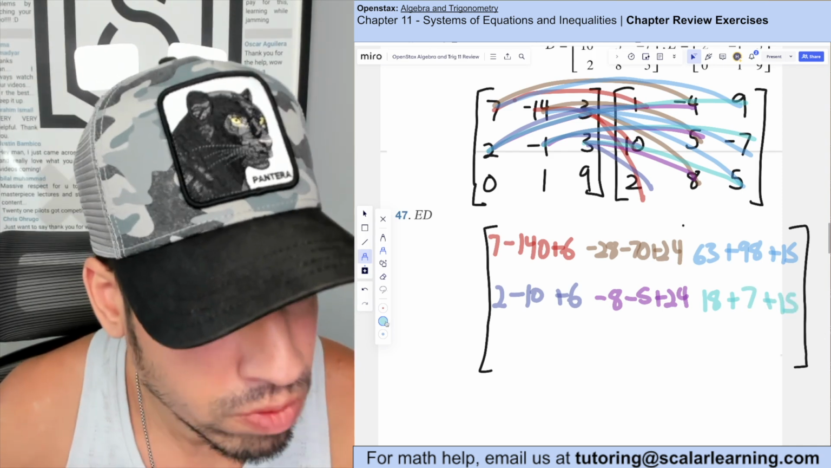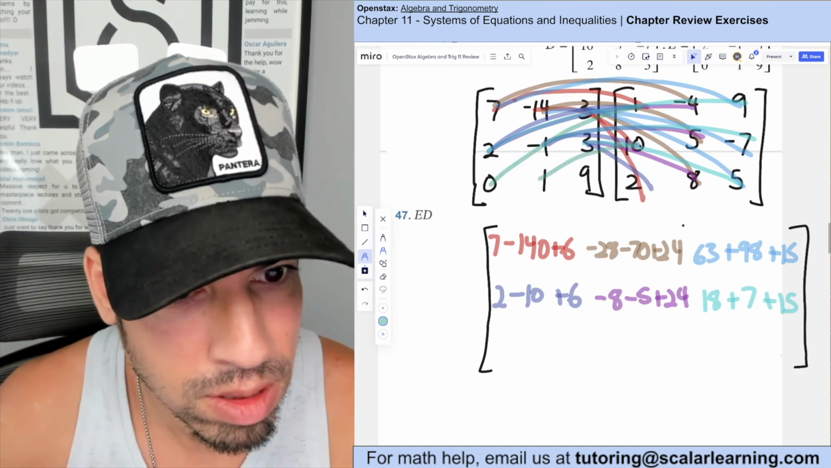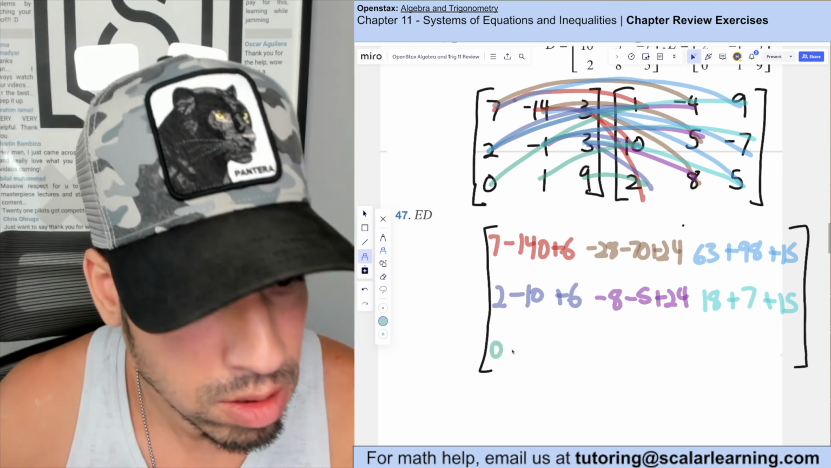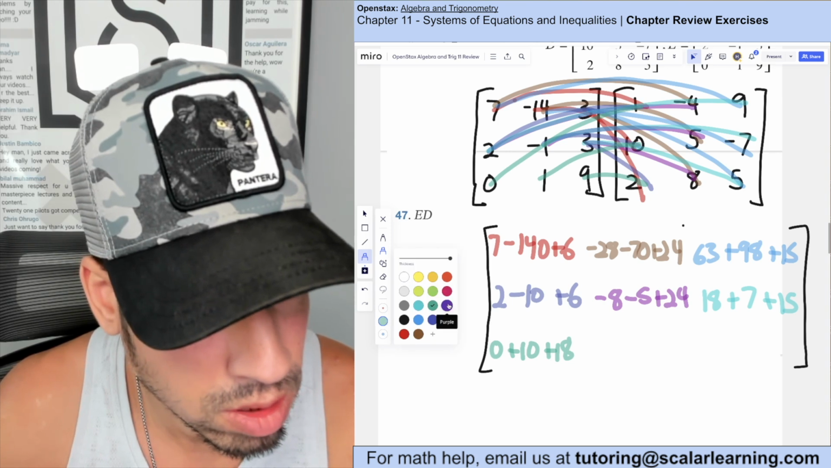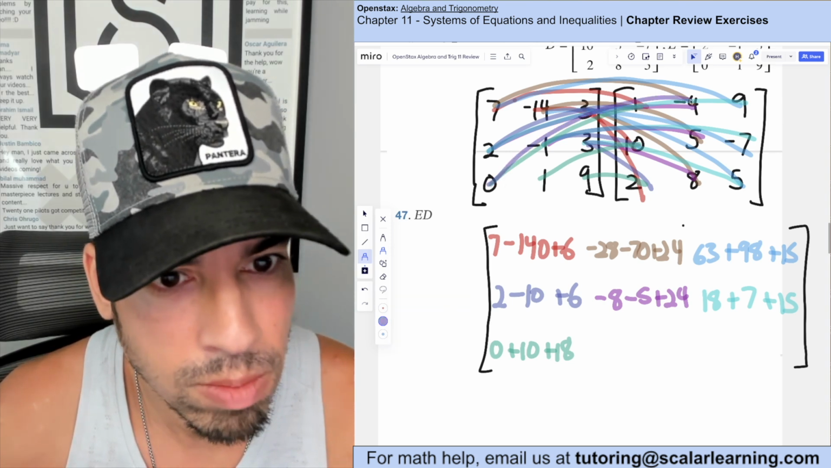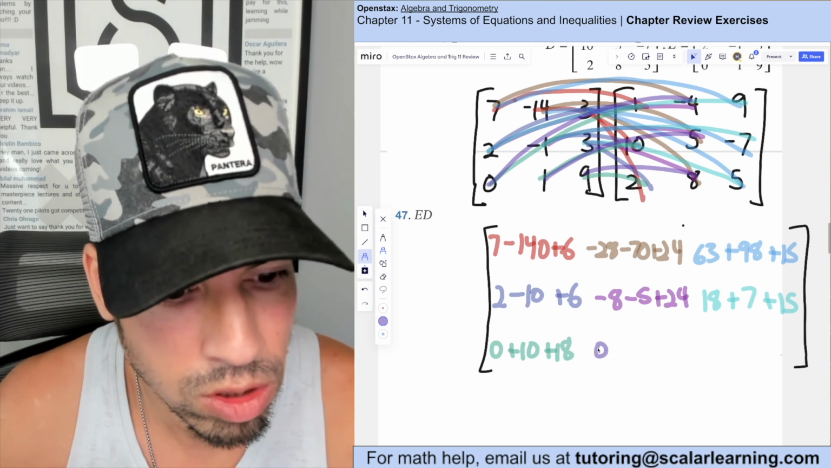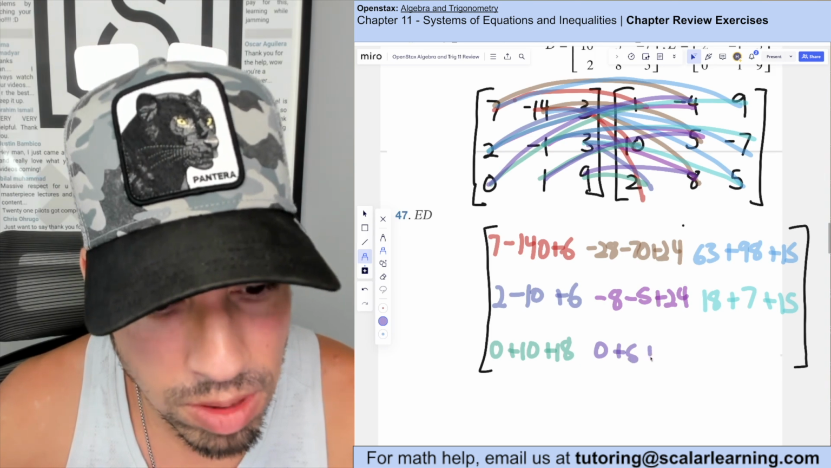All right. Moving on to the final row. Now we got this times that plus this times that plus this times that. That's going to be 0 plus 10 plus 18, and then we go to the next one, next color. We go this times this, plus this times this, plus this times this. So 0 times -4 is 0. 1 times 5 is 5, and 9 times 8 is 72.